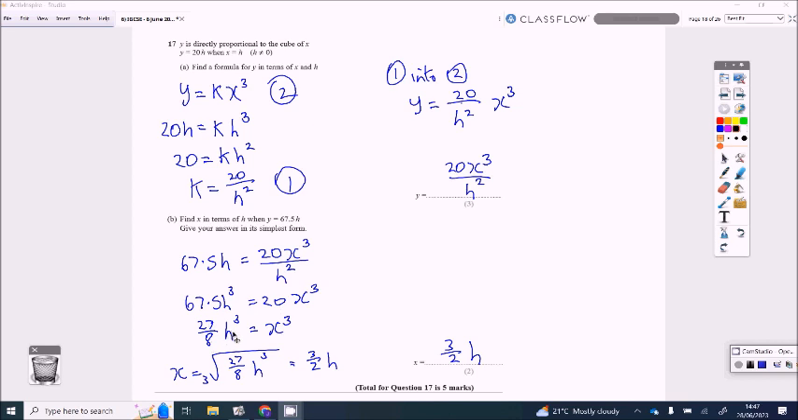And then to undo this cubing, I'm cube rooting both sides. Now the cube root of 27 over 8, again you can do it on your calculator, but the cube root of 27 is 3, cube root of 8 is 2, so that's 3 over 2. And the cube root of h cubed is just h, okay? So our final answer is 3 over 2 h.